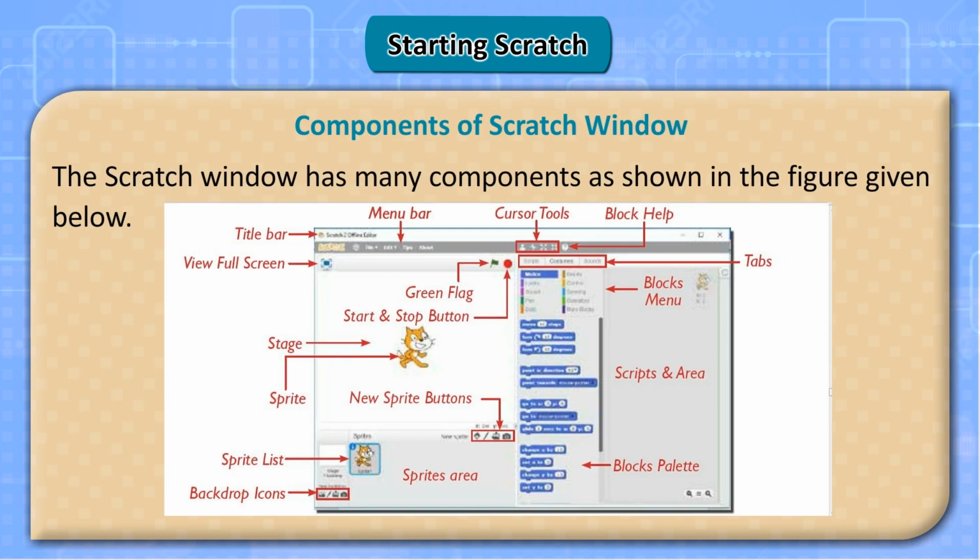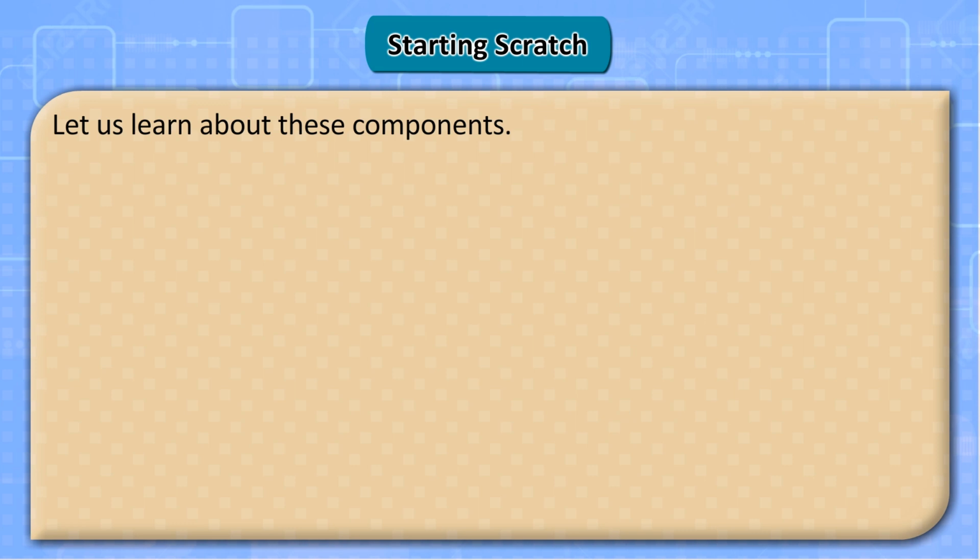Components of the Scratch window. The Scratch window has many components as shown in the figure given below. Menu bar. Cursor tools. Block help. Title bar. View full screen. Green flag. Start and stop button. Stage. Sprite. New sprite buttons. Sprite list. Sprites area. Backdrop icons. Tabs. Blocks menu. Scripts and area. Blocks palette. Let us learn about these components.